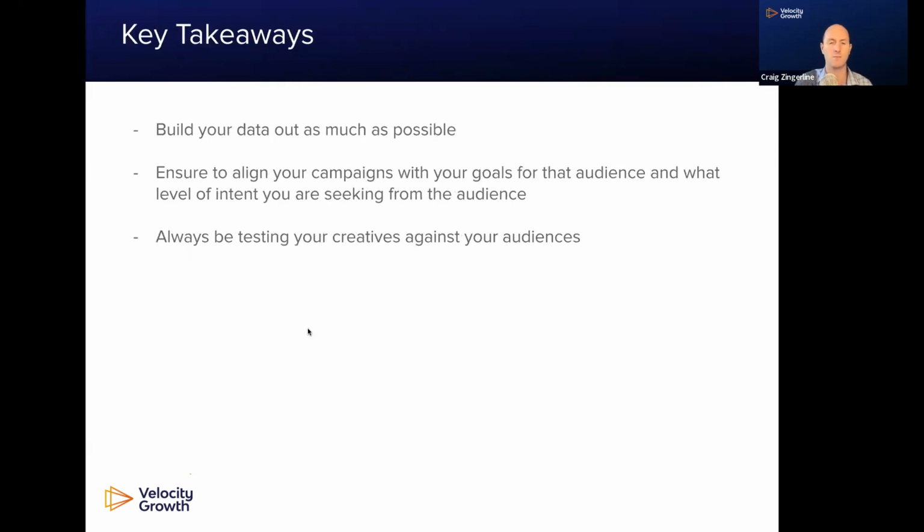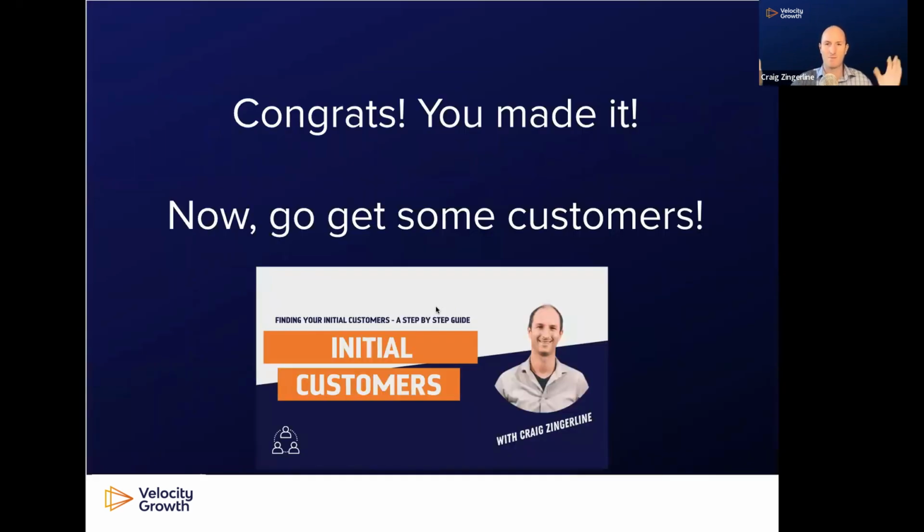As you keep moving, some of the key takeaways would be building out as much data as you can to supplement the machine learning, aligning the campaigns that you're running with your goals for the audience that you're going after, and thinking about that intent. If it's a high intent audience, you're probably going to start in Google, and you may build an SEO strategy. If it's a lower intent, you'll probably be in Facebook, Instagram, and then always test those creatives against your audiences. And with that, you've made it.